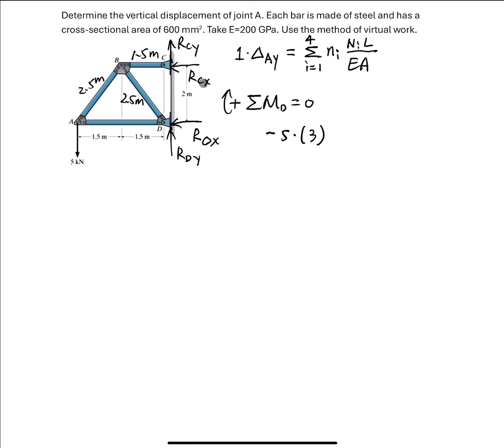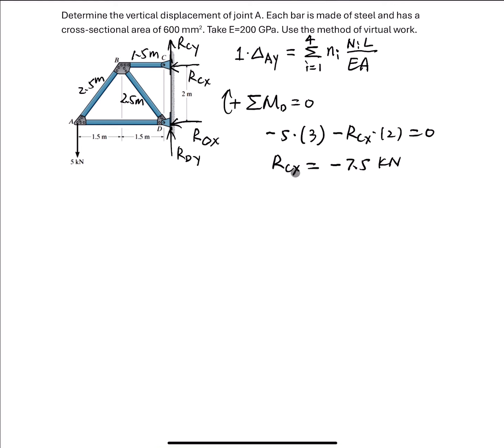We know RCX also has a moment at D going counterclockwise, so it's negative as well. So RCX times the lever arm of 2 meters equals 0. Then we can calculate RCX equal to negative 7.5 kN. The negative sign means the initial assumption of the direction of RCX, going to the left, is not correct. The direction must go to the right. We just leave it like this, and we will correct it later.